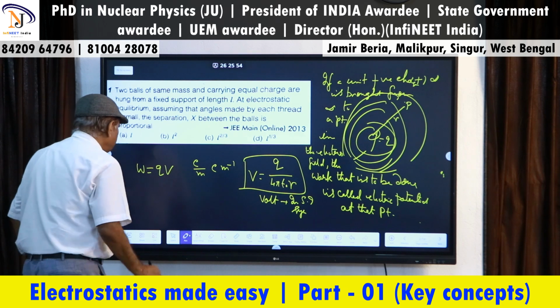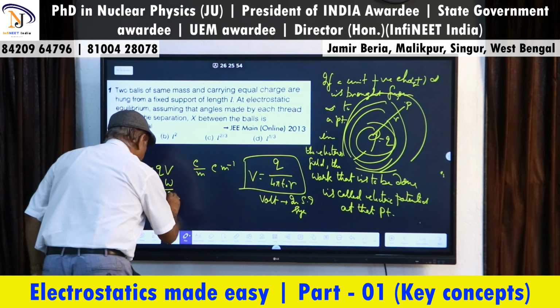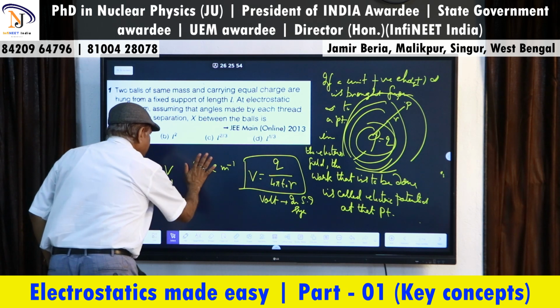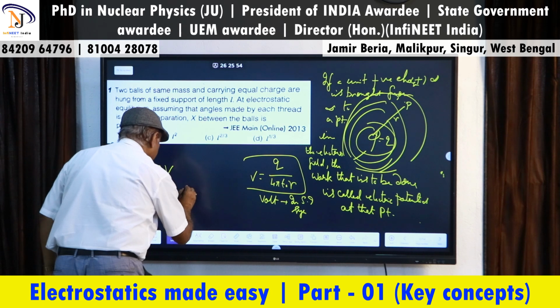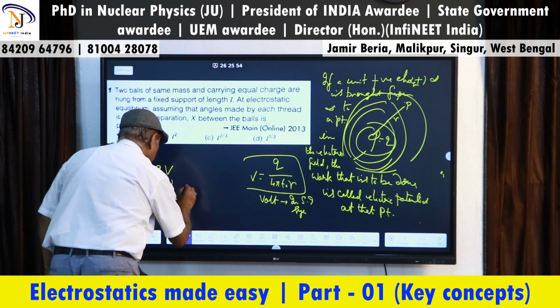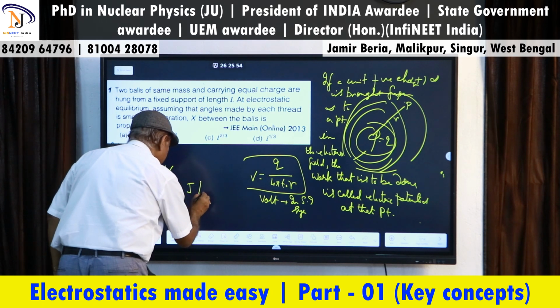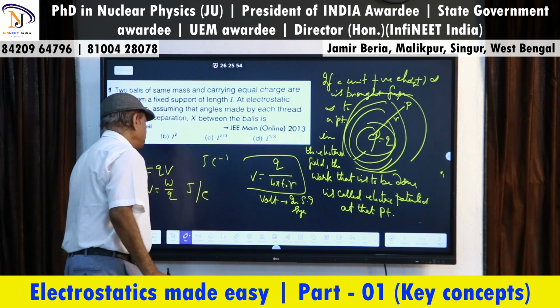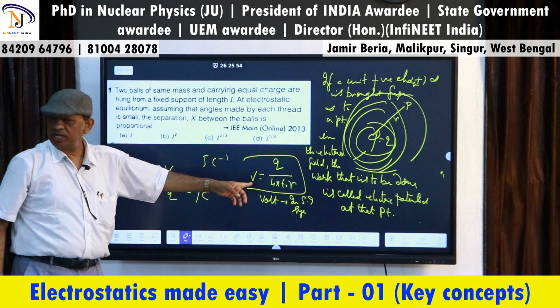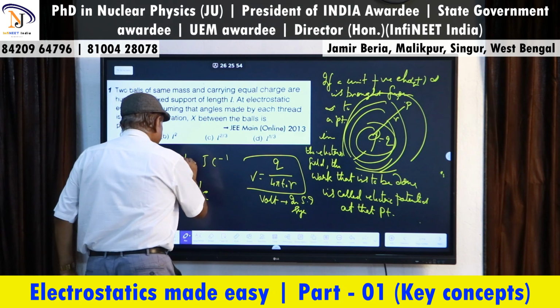What is the unit of volt? Volt equals W by Q. What is the unit? W by Q. W in the SI system is joule, and Q is Coulomb. So it is joule Coulomb to the power minus 1. Okay? Or you can write volt. Volt is nothing but this one.